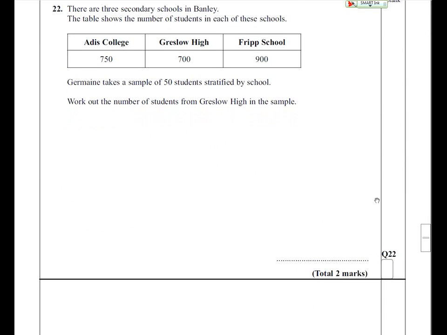Question 22. There are 3 secondary schools in Banley. The table shows a number of students in each school, at Greslow High and Fripp School. And Jermaine takes a sample of 50 students stratified by school. So stratified is how you get a fair sample that's representative of how your people were sorted originally. Okay, so can you see that there's more people from Fripp School? That means in our sample we'd have more people from Fripp School. Work out the number of students from Greslow High in the sample.